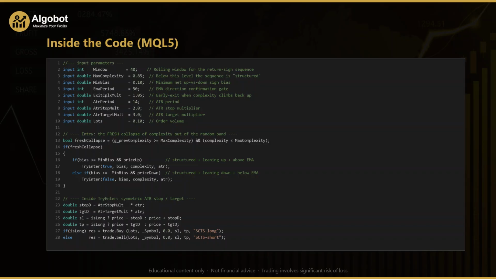If the bias is at or below the negative of min bias, and price is below the EMA, it calls tryEnter with false. The two are exact mirror images. Finally, inside the entry routine, the stop distance is the stop multiplier times ATR, and the target distance is the target multiplier times ATR. For a long, the stop sits below and the target above. For a short, they simply flip. The code then calls trade.buy or trade.sell with those stop and target levels attached. That's the entire decision engine, in just a handful of readable lines.